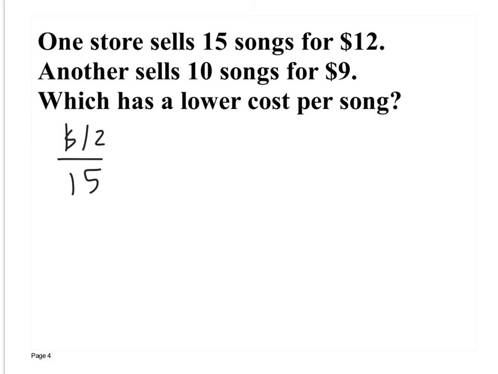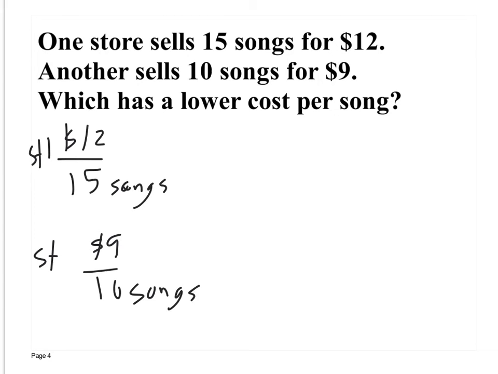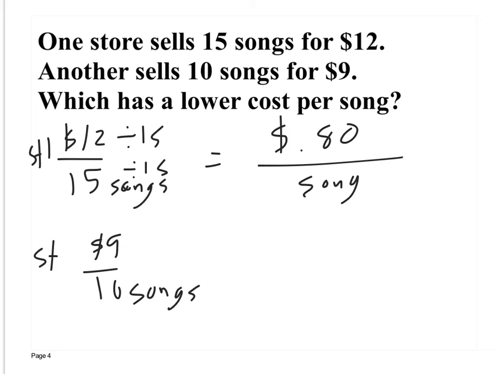divided by 15. This would be store 1. And then for store 2, we would do $9 for 10 songs. So we do the first one, 12 divided by 15. You divide both those by 15. And you find out that it's $0.80, which is the same thing as 80 cents per song. And then if you do 9 divided by 10, you find that it gets $0.90, which is the same thing as 90 cents per song.